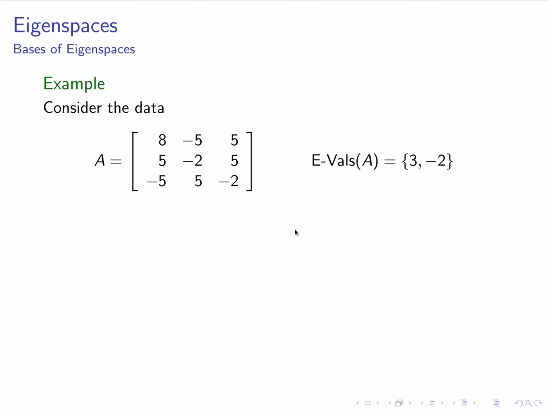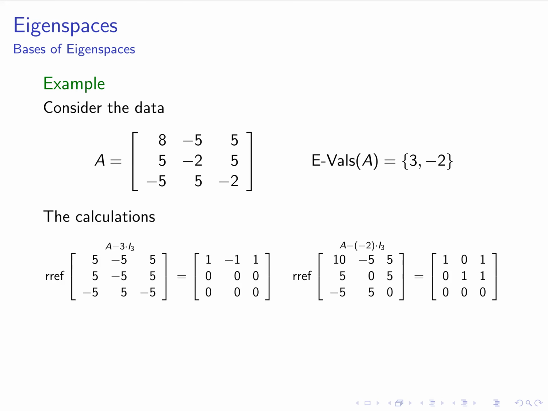So let's see this with an example. Here we have a 3x3 matrix, and someone has gone to the trouble of finding all of the eigenvalues, and there are two of them here. Lambda equals 3 and lambda equals -2. So how do we find bases for eigenspaces? Well, this matrix will have two eigenspaces, one for lambda equals 3 and another for lambda equals -2.